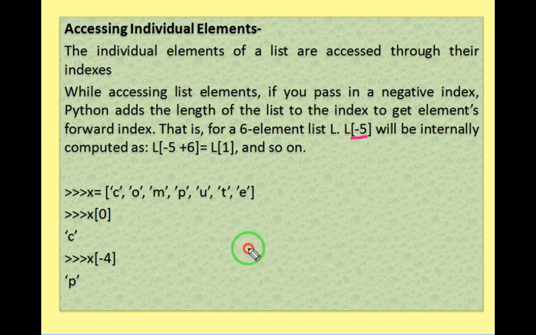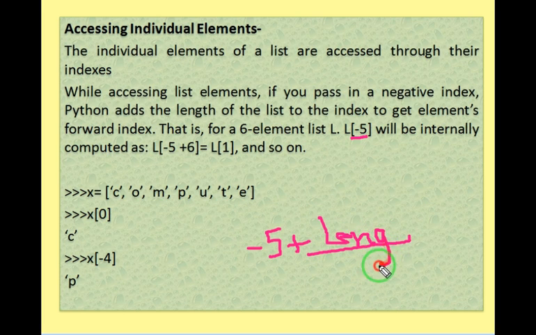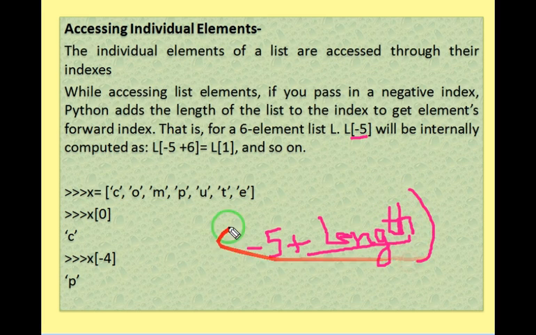If you have entered a negative sign, then what will happen? It will add the length of the list to it. Length of the list, L-E-N-G-T-H, my drawing is not too good, and then it will generate a new index number.